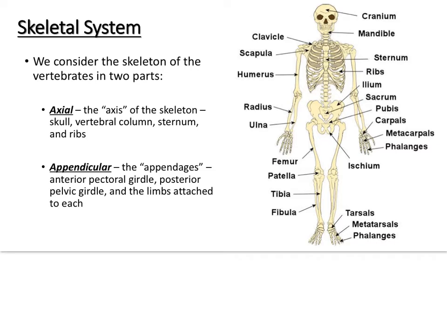Now, when you look at the skeleton, it really has two sections, or two parts. You have an axial skeleton, which makes up the axis of the body. This axial skeleton would be the skull, the vertebral column, the sternum or breastbone, and the ribs. Then you have your appendicular skeleton, your appendages, and these would include the anterior pectoral girdle, which is like the shoulder and arm, and the posterior pelvic girdle, which is like your hips and leg. All right, so we look at it in two groupings.